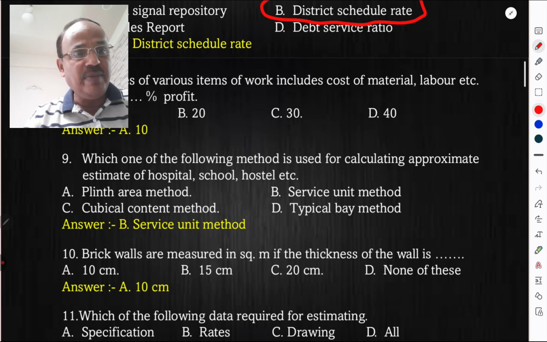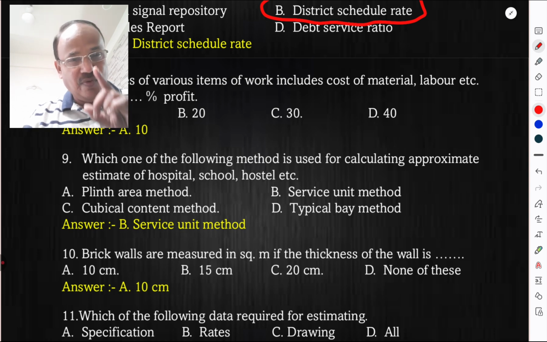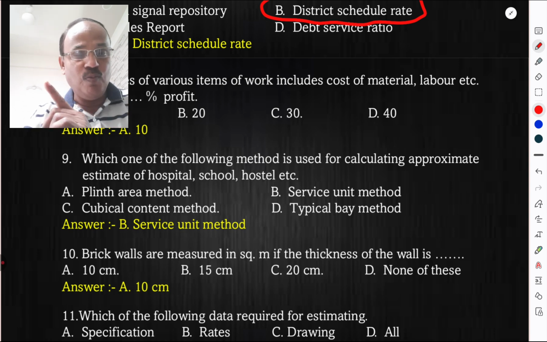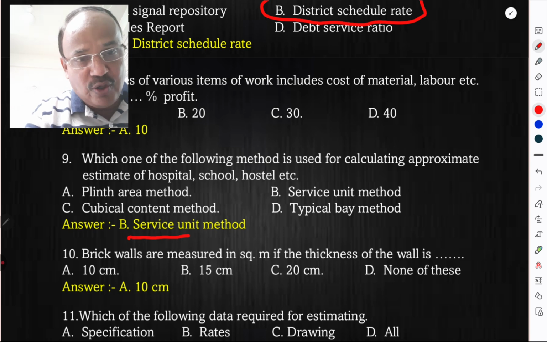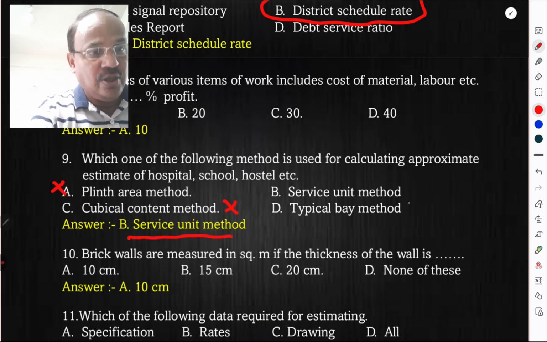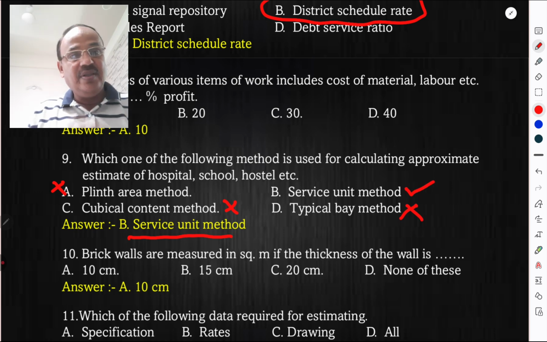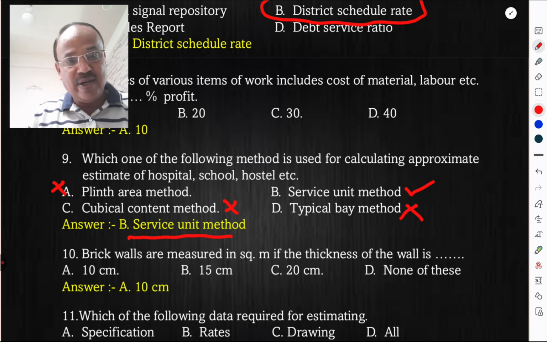Which one of the following methods is used for calculating approximate estimate of hospital, school, hostel, etc.? For hospital there is one room for a patient. For school there is one room for the children. For hostel there is one room for a student. So service unit method is the best method because we can't go for plinth area method, we can't go for cubical content method or typical bay method also. The service unit method is used for the buildings where services are to be provided.